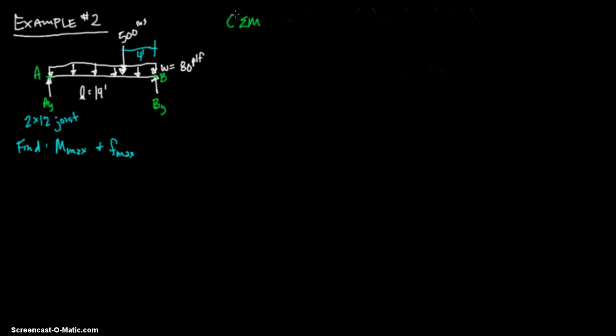Just knowing what you know, usually it's going to start off with the sum of the moments about a point, and we define point A. Actually, I need to do this as well. Make an equivalent load. So that'd be 80 times 500 equals 40,000 pounds.